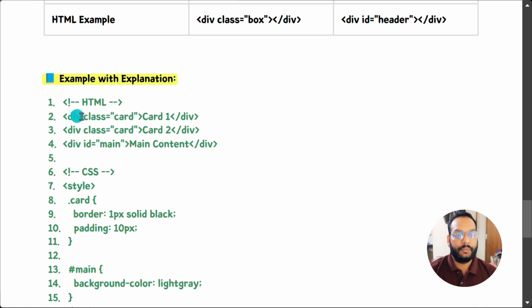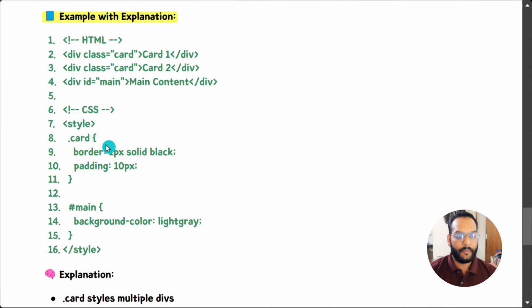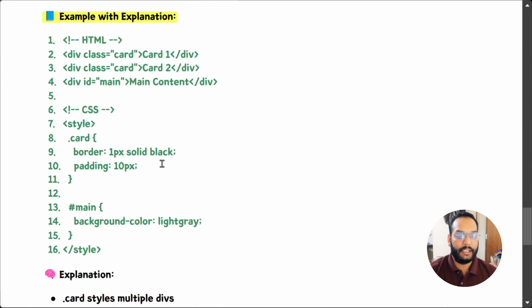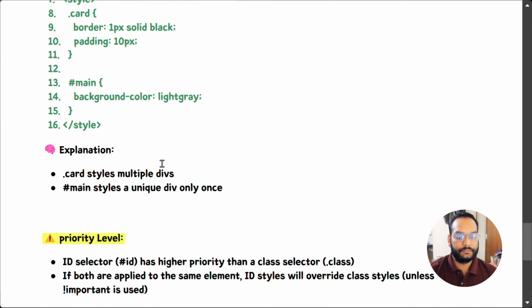So here we have an example. In this example, first and second div have a simple class card, and third div has an ID which name is main. And here we are targeting class card by using dot and card, and we are defining some styling to it, and we are targeting ID by using hash and then main, and here we are specifying our styling. So that's how class and ID are used in a particular HTML document.